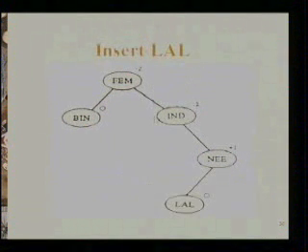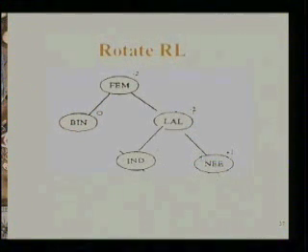What do we do in RL rotation? The bottommost node is taken over here, this becomes the left, and this remains the right of this. And this is exactly what we are going to do over here. That is, lal becomes the root of this particular subtree, ind is the left subtree, ni is the right subtree, and because of that the overall tree is now also balanced. So these are the basic styles of rotations in any AVL tree.